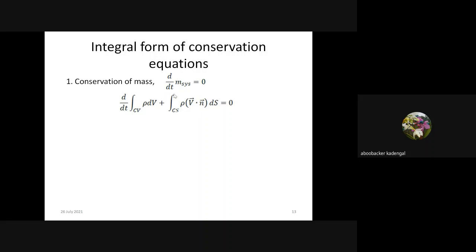Professor Senjal was illustrating this with the example of a bathtub. There is a system in which water is coming in and also going out, but the mass has to be conserved. This is one of the fundamental equations, also called the continuity equation.